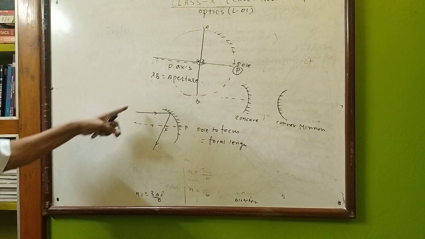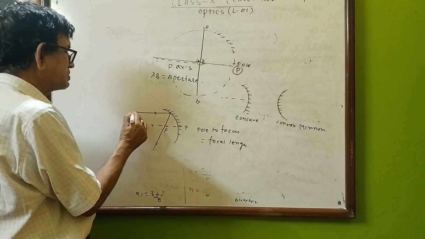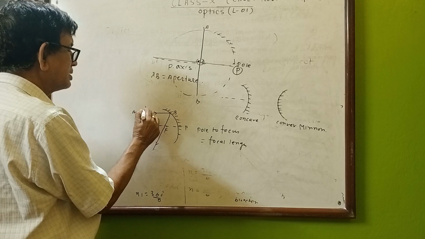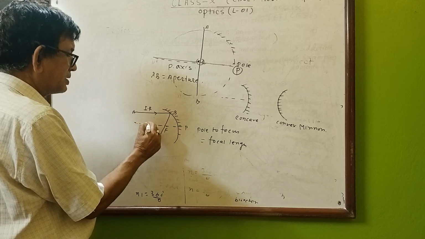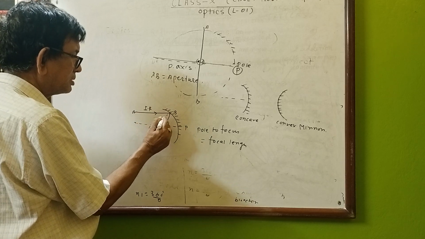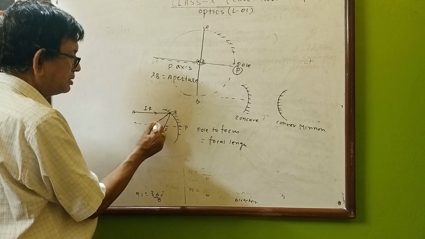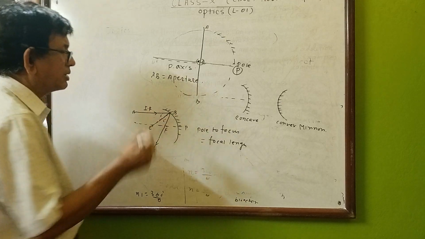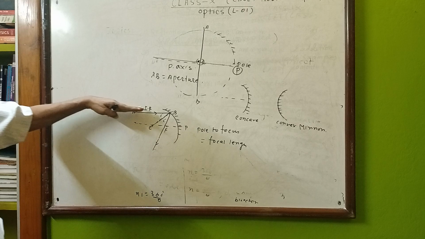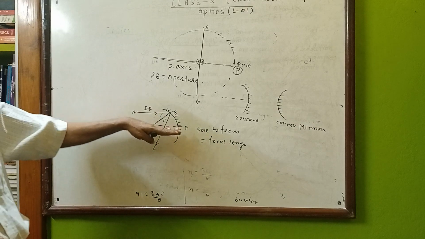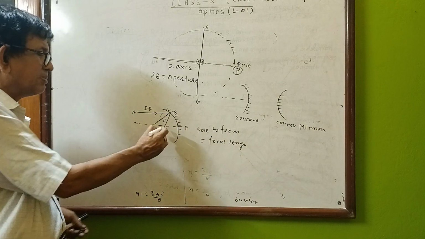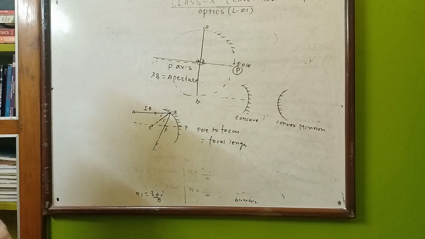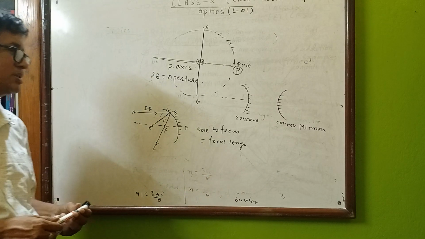Again I am telling, suppose AB is the incident ray; after reflection, this is the normal, this is i, this is also i. Any incident ray parallel to the principal axis, after reflection, passes through a point, that is the focus. The distance from pole to focus is known as focal length.